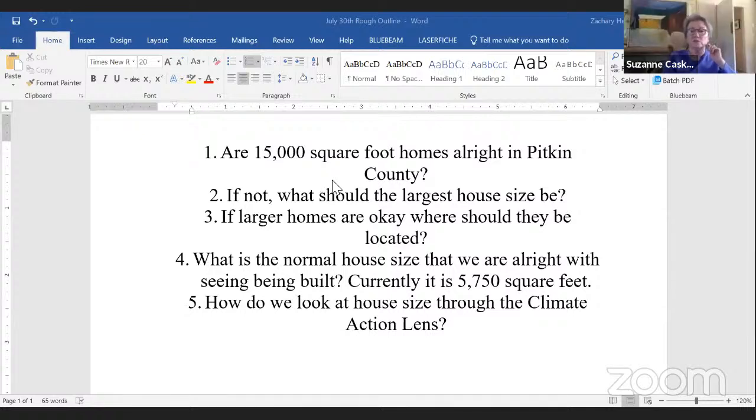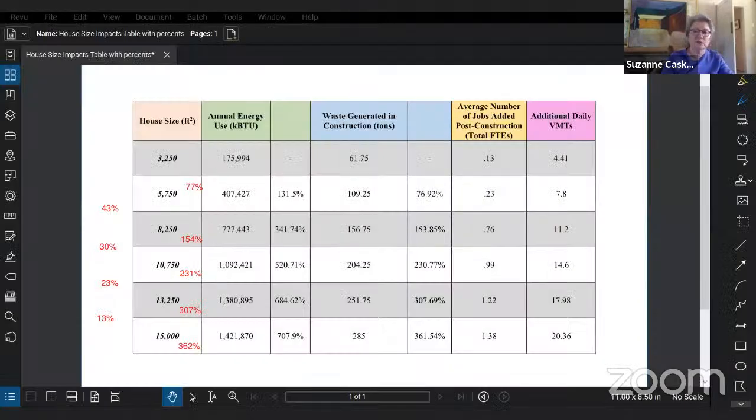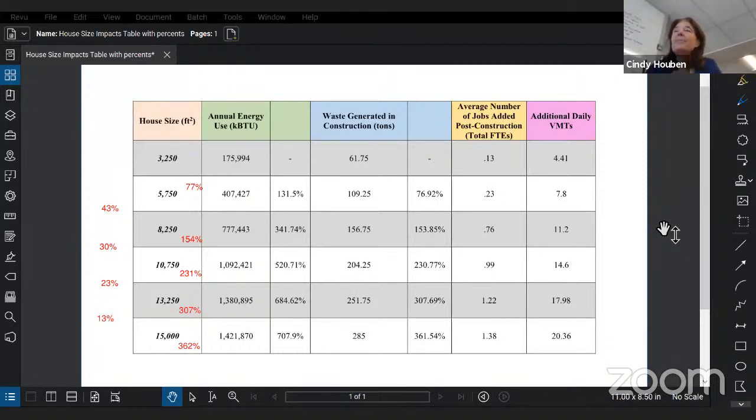I don't think it should be 15,000 square feet. I think that is far too big, especially with us looking at this through a climate lens and with the impact tables that you have shown us. Well, do you have a suggestion of what you think it should be? I think six is good. Is there anyone else who would like to weigh in on that number or a range for that number?